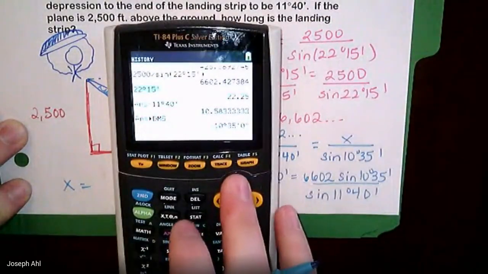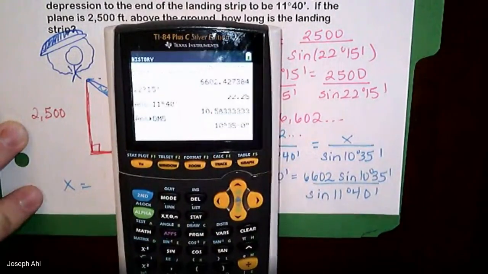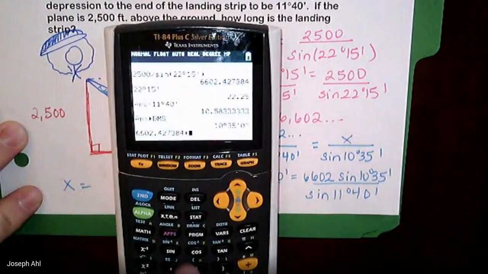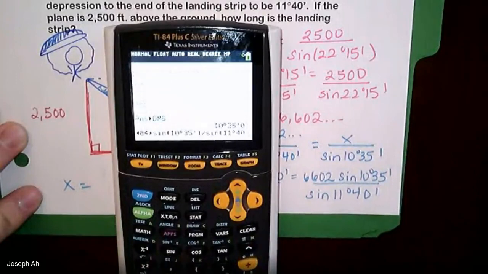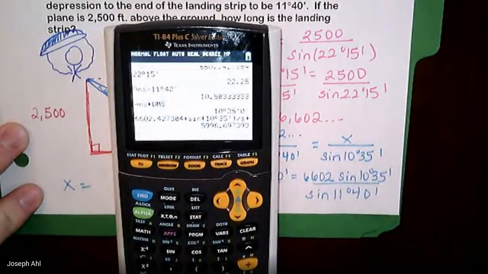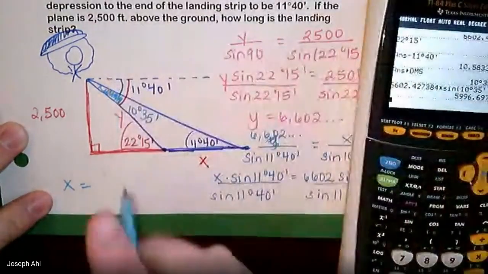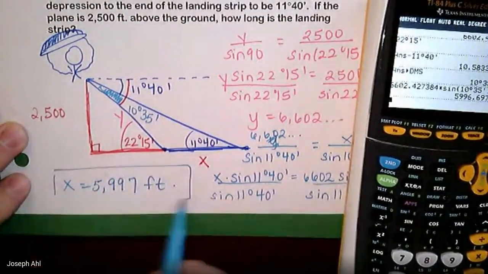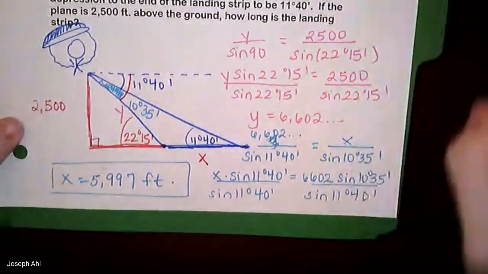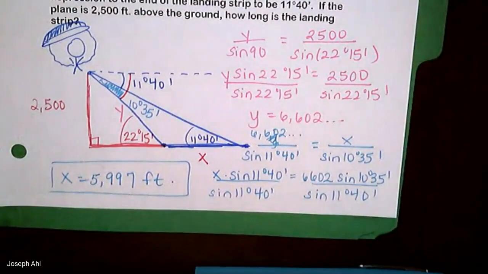Let's go back up and grab that 6,602 number, the value of y, hit enter, times sine 10 degrees, 35 minutes, divided by sine of 11 degrees, 40 minutes. I got 5,997-ish feet. And if you remember anything about converting from feet to miles, that's just going to be probably a little bit longer than a mile, because a mile has 5,280 feet. So hopefully with my non-advanced skydiving skills, it's a big enough landing area for me to make it there.